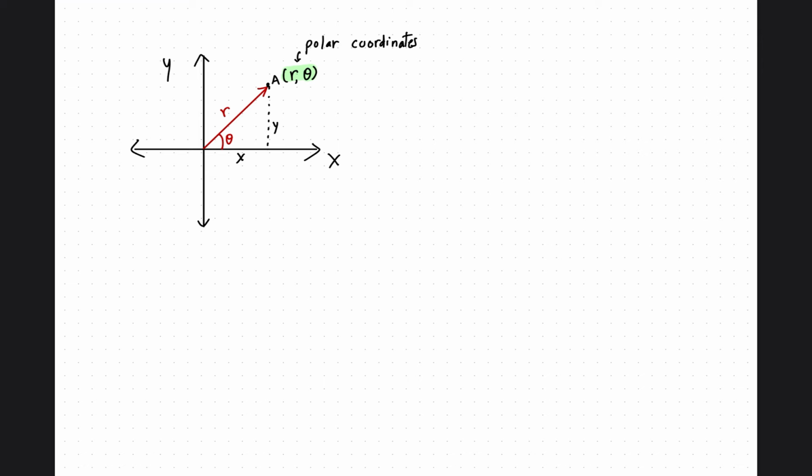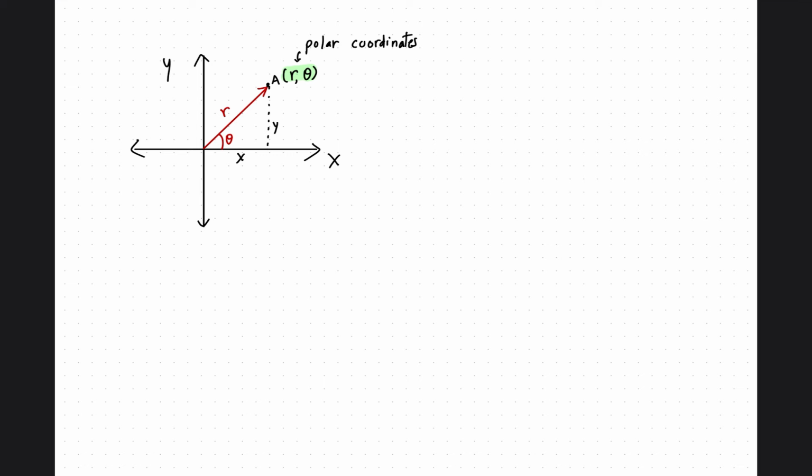We represent the point by the coordinates r and theta, where r is the distance from the origin and theta is the angle in the counterclockwise direction from the x-axis. So now to get the unit vectors.